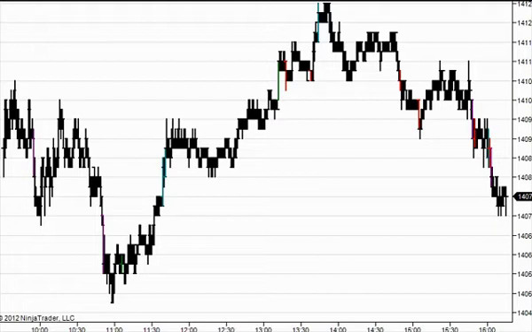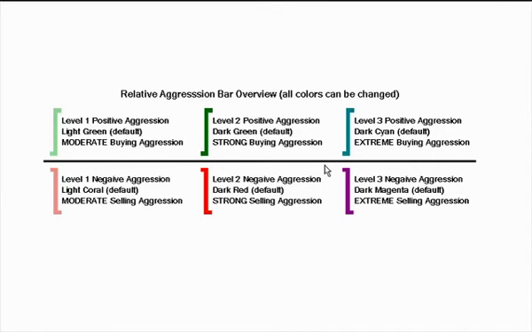But I wanted to strip the chart down to what we call our level 2 and level 3 aggression bars. We have three levels of both positive and negative aggression bars, and aggression is what really moves the market. This tool shows you not only when buyers are more in control, or more aggressive I should say, than sellers at a given time, but also in a relative sense how much that is the case.